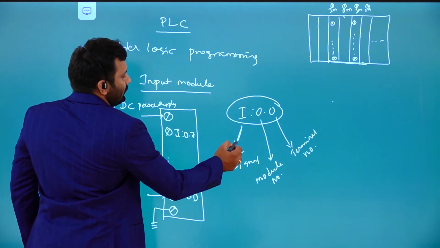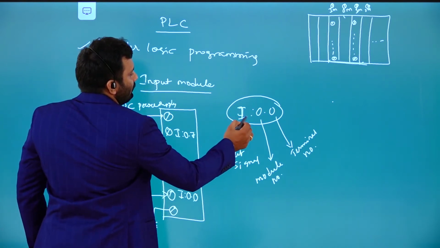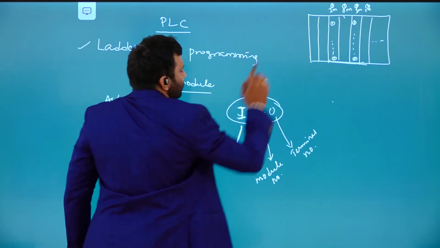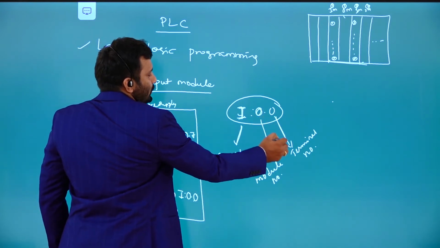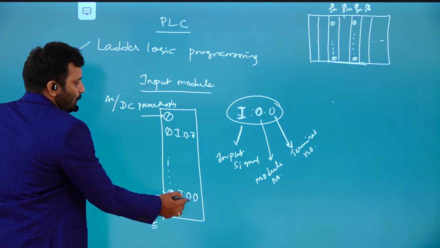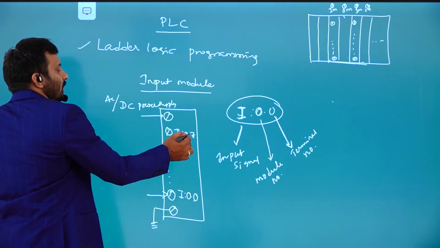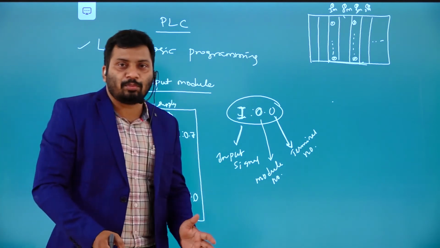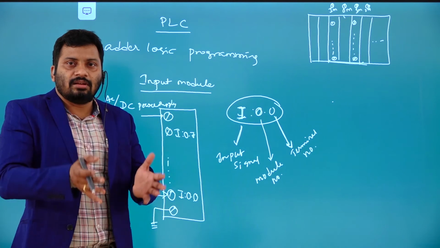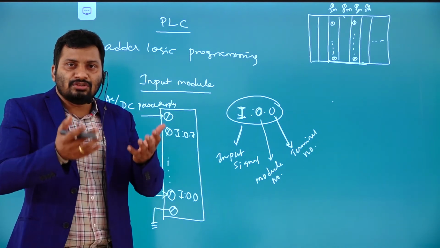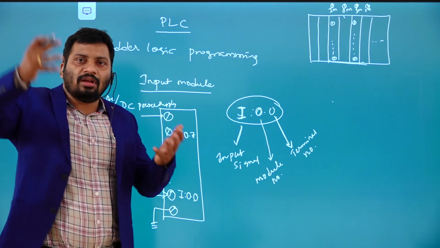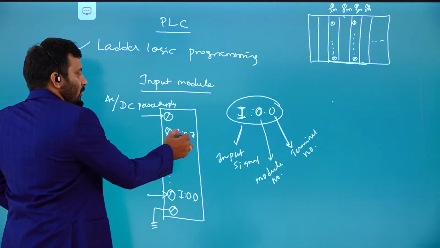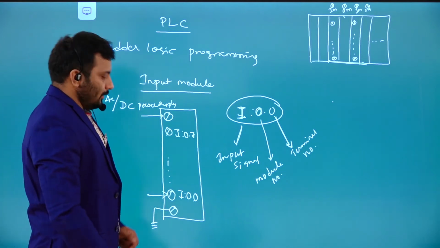Input signal, say I indicates input signal, right? Here 0 indicates that it's the first module in the PLC panel, right? So this one is going to give you the terminal number. Like that, I0.0, I0.1, I0.2, like that up to I0.7 if it is an 8 terminal input module. If it is a 16 terminal input module, then you are going to address like this, I0.0, 0.1 up to 0.15.